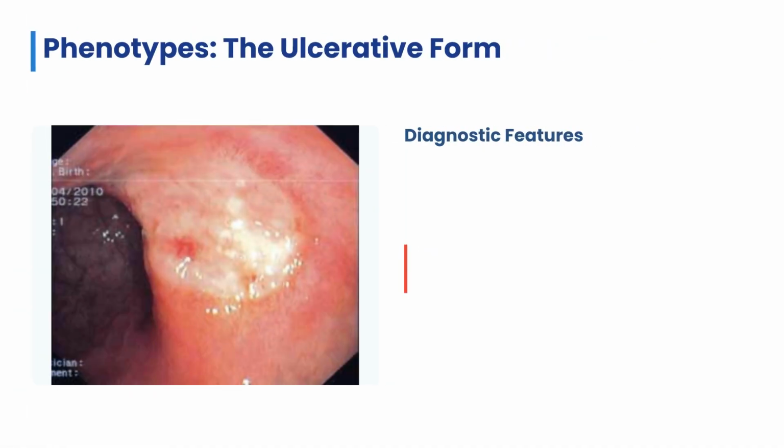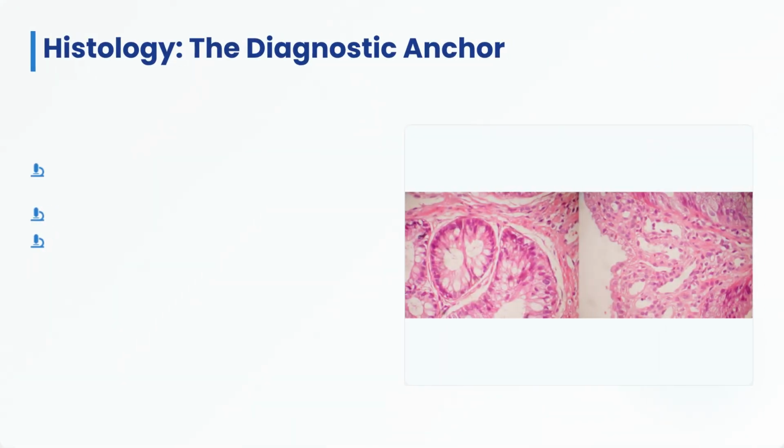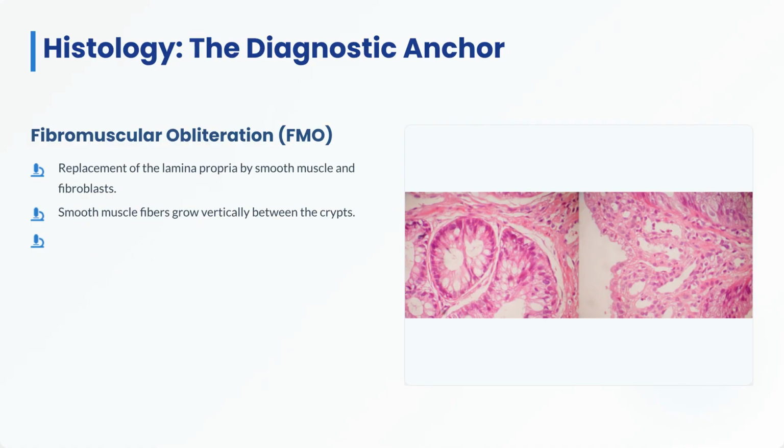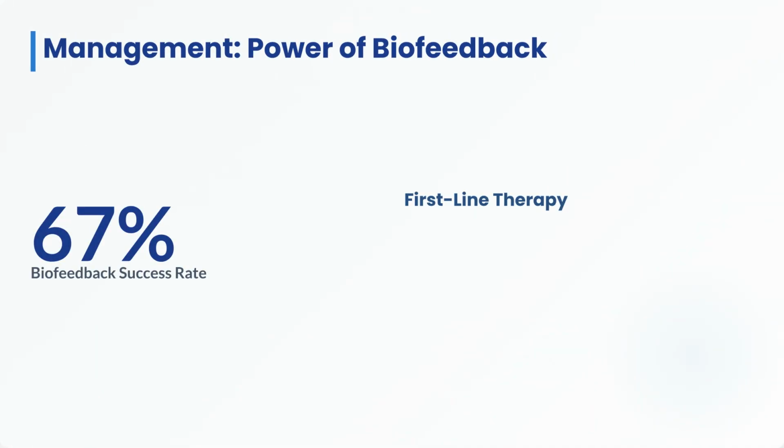The ulcerative form presents as a shallow, well-demarcated ulcer with a gray-white base. Importantly, the endoscopic appearance can mimic adenocarcinoma or Crohn's proctitis, making a biopsy mandatory for definitive diagnosis. Histologically, the diagnostic anchor is fibromuscular obliteration. This includes replacement of the lamina propria by smooth muscle and fibroblasts, and crypt distortion, which rules out inflammatory bowel disease. Biofeedback is the most powerful first-line therapy, boasting a 67% success rate.